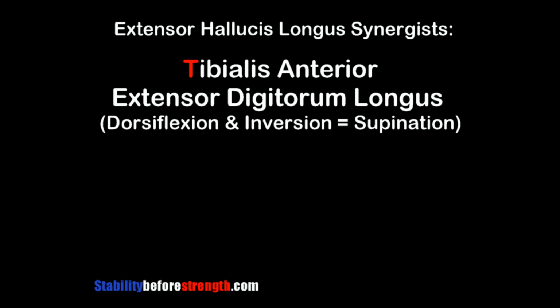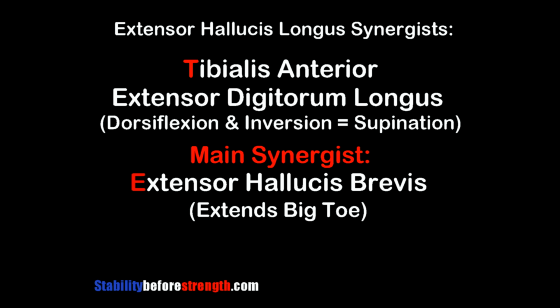Now that we know the actions of the muscle, let's go over the muscles that help assist the Extensor Hallucis Longus. Synergists include the tibialis anterior and Extensor digitorum longus, which dorsiflex and invert the foot, supination. But the main synergist is the Extensor Hallucis brevis.